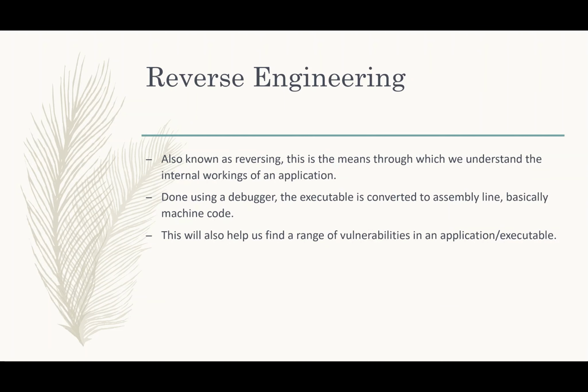Let me explain what exactly reverse engineering is. Some people call it reversing. This is basically how we find and understand the internal workings of an application, all in assembly. If you open an application or an executable in a debugger, it will convert it all to assembly, and you'll see instructions like JMP and POP. This will also help us find a range of vulnerabilities in the application. Certain rules of thumb to remember would be, for example, looking for JMP ESP or something like that. I'll get more into that a little later.